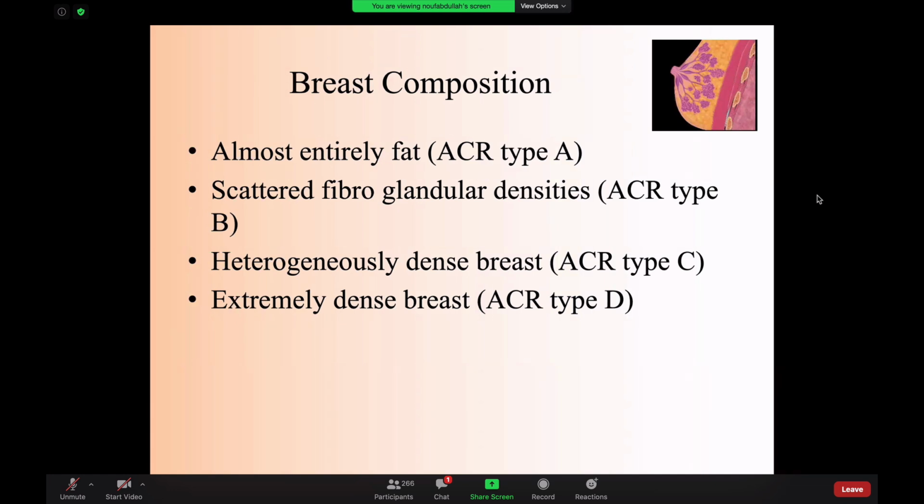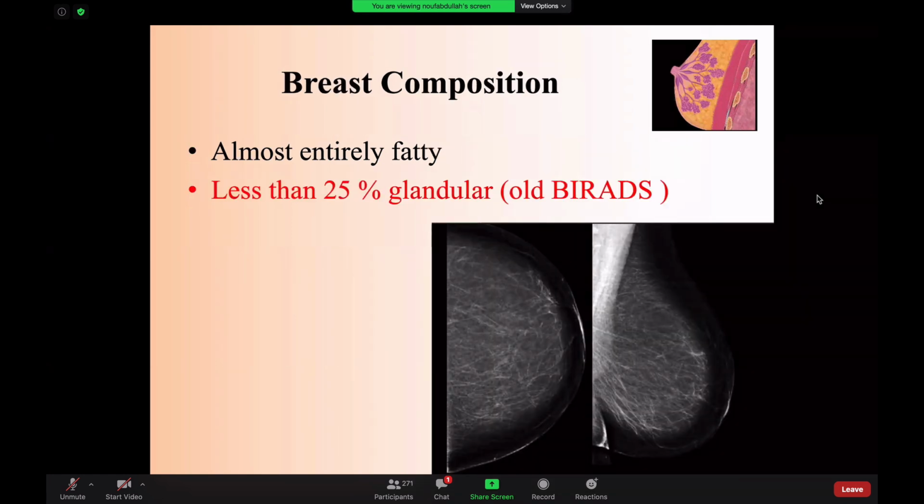So for breast composition, we have 4 types. And what I always advise you is that you remember these descriptors. We will say almost entirely fatty breast in keeping with ACR type A, and I will show you an example. And then the second type is scattered fibroglandular densities, and then heterogeneous dense breast and extremely dense breast. And this is exactly how it looks. So this is the first type of breast that we see, almost entirely fatty breast. And when you look here, you can see that the breast is completely fatty. There is no fibroglandular tissue.